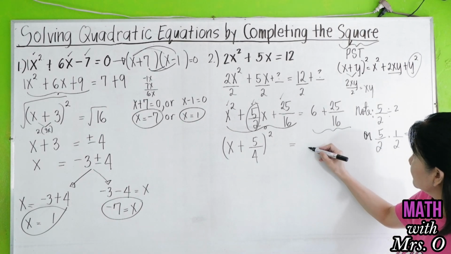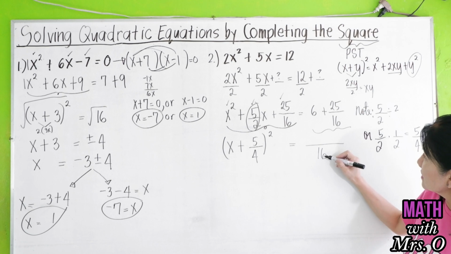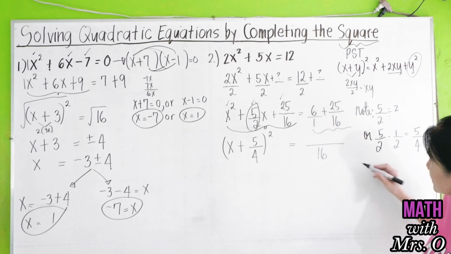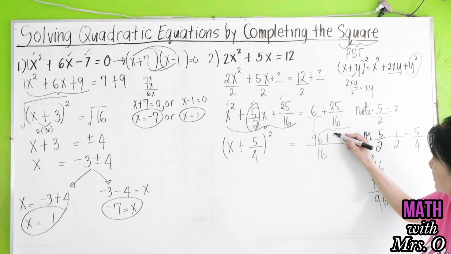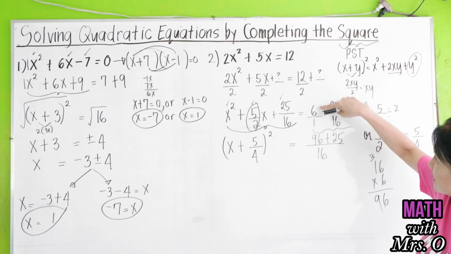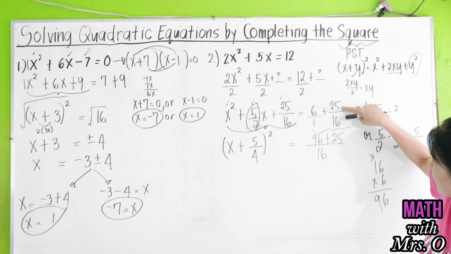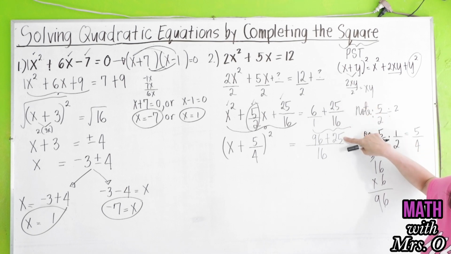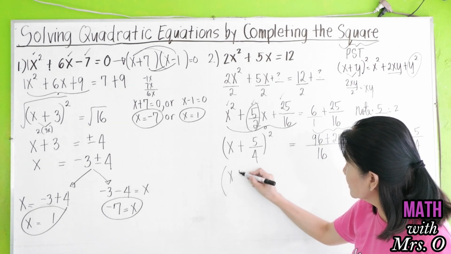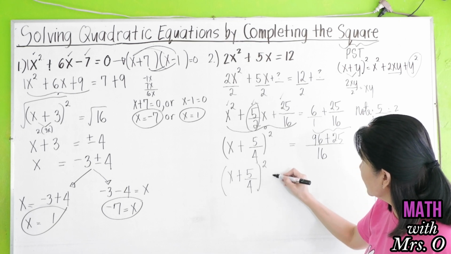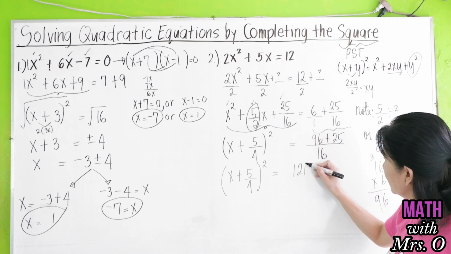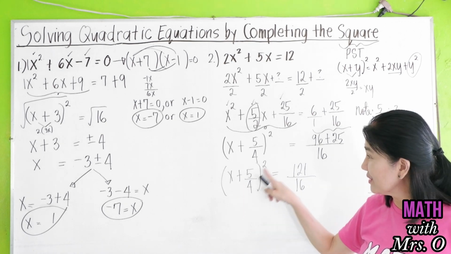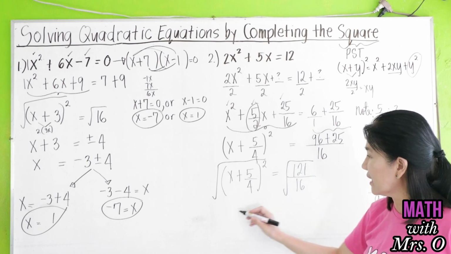So now we add this. So this is now, we get the LCD of 16. 16 divided by 1 is 16 times 6. 16 times 6, 36 carry 3, that is 96. So this is now 96 plus 25. Now, simplify the right side, we have x plus 5 over 4, quantity squared equals, add this, 6 plus 25 is 121 over 16. Oh, this is now a square, so you have to take the square root of both sides.